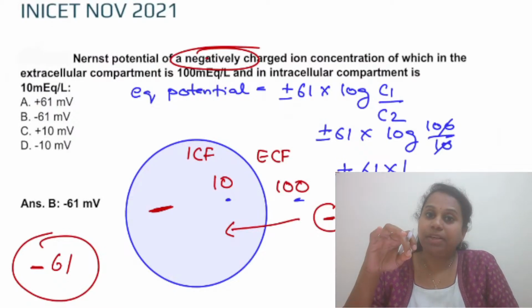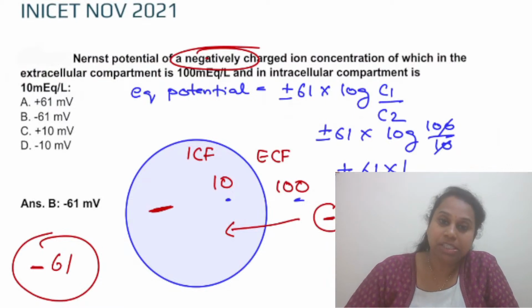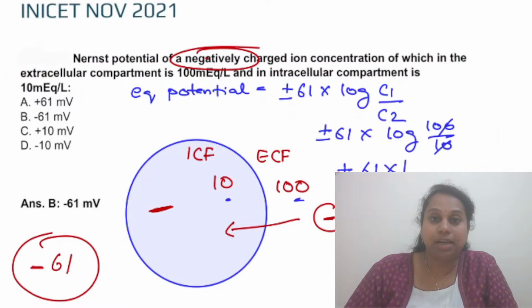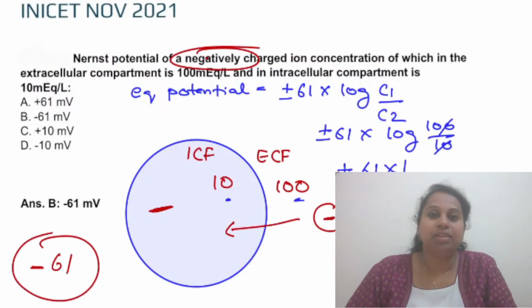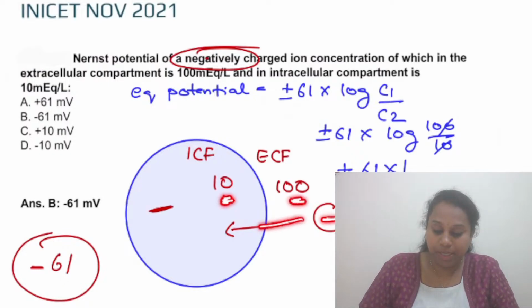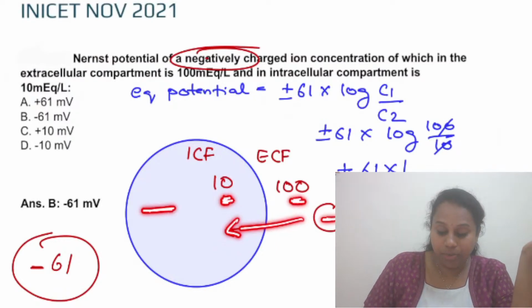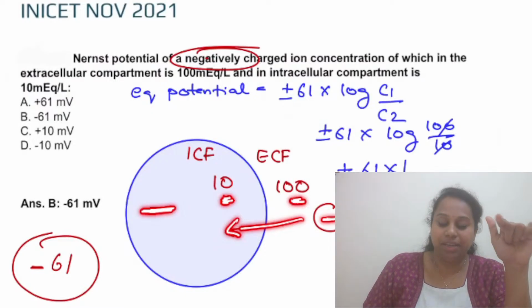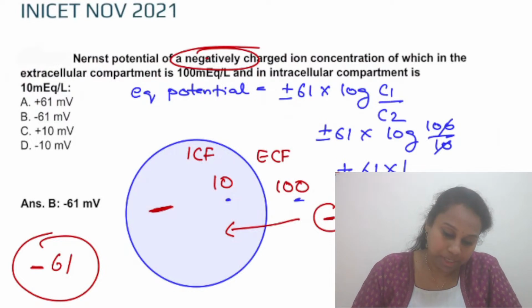So when you want to choose plus or minus 61, the answer is minus 61. Why? How did we get this minus? Minus was the charge which was added by that particular ion. So from the Nernst potential equation, you will get the answer as plus or minus, any value, but it will be plus or minus. So if you have to find out whether it is plus 61 or minus 61, then you apply this concept. This is a negatively charged ion which is moving from 100 to 10, from outside to inside. A negatively charged ion, when it comes into the cell, at equilibrium potential, it will make the inside negative. So the answer would be minus 61.